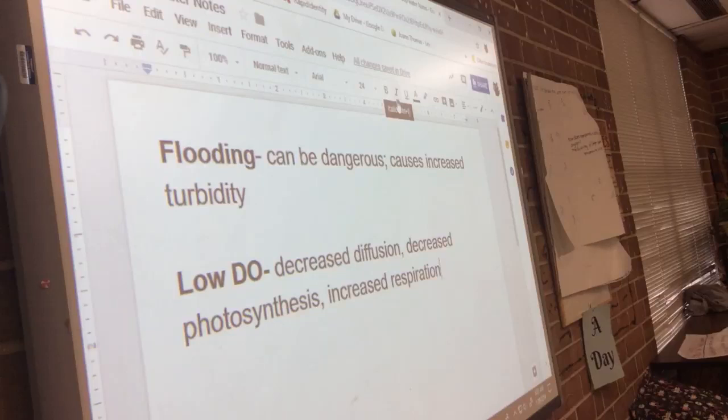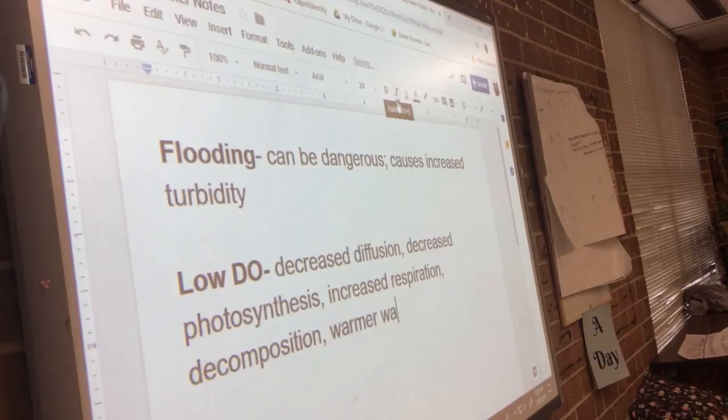Decomposition. The process of decomposition uses up a lot of oxygen. So if you have a lot of decomposition, your oxygen levels are lowered. And the last one, the warmer the water is, the less dissolved oxygen there is. So warmer water. Increased temperature decreases dissolved oxygen. That is what we call the inverse relationship.